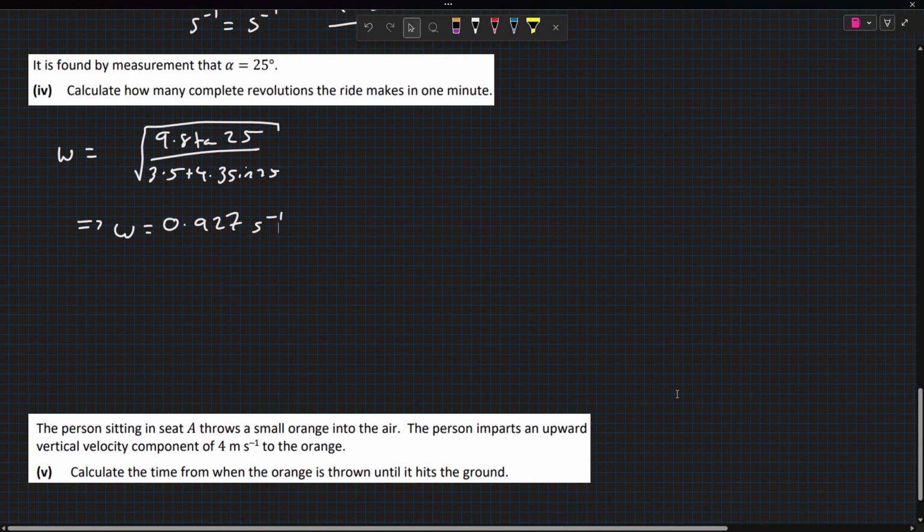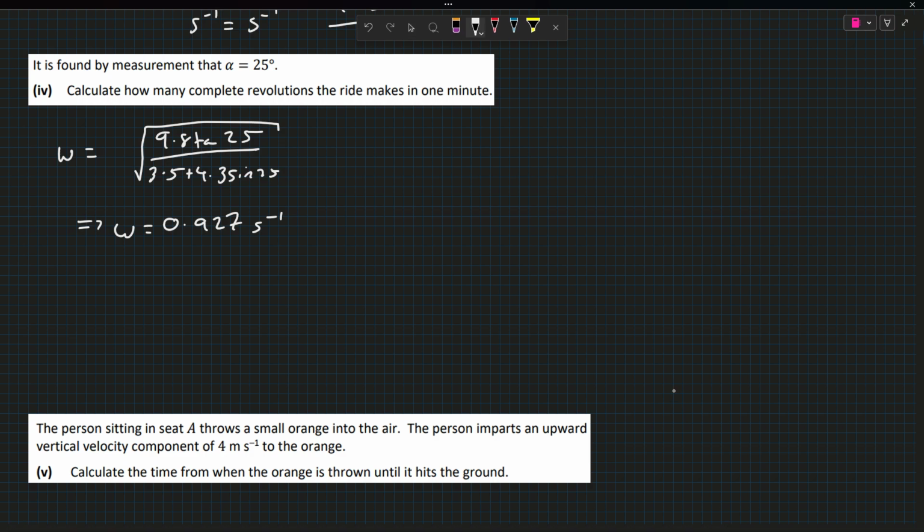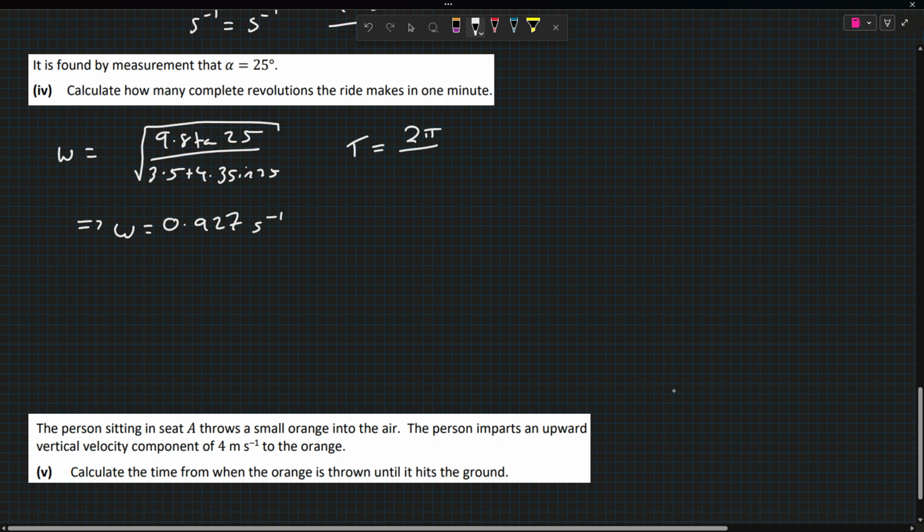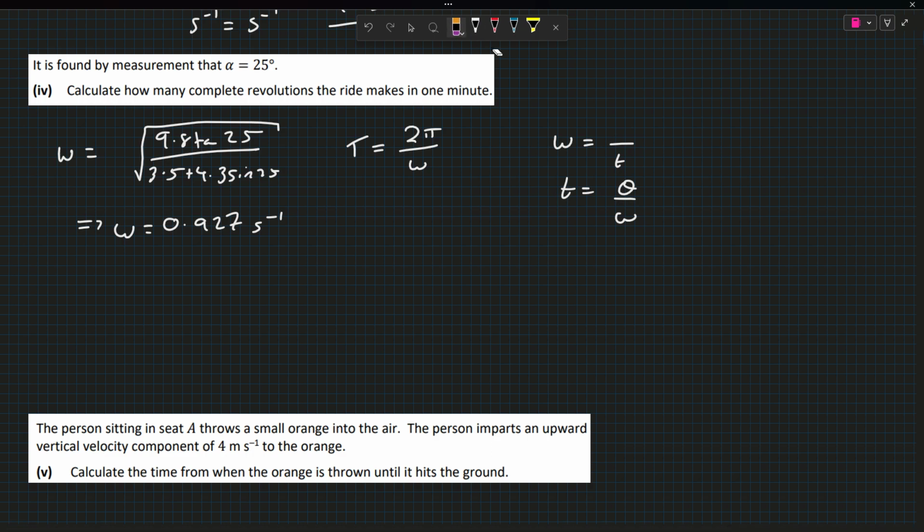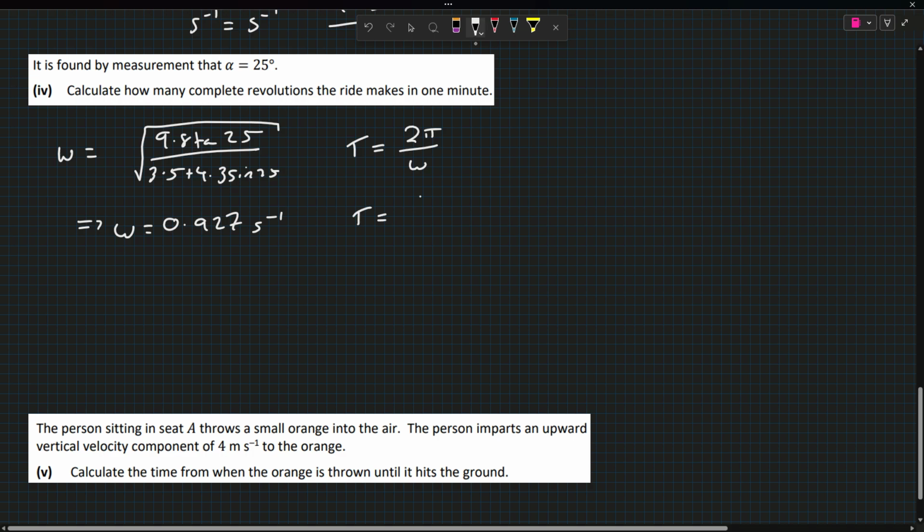Now, a key formula to know that isn't in the log tables, well, it kind of is in the log tables, but you can do this multiple different ways. The time for one revolution is 2 pi divided by the angular speed. This comes from the fact that omega is theta over t, and then rearranging, t is theta over omega. Obviously, for one complete revolution, it is 2 pi radians, and we're just going to change the t to a capital T for the periodic time. So the time for one revolution is 2 pi over 0.927.